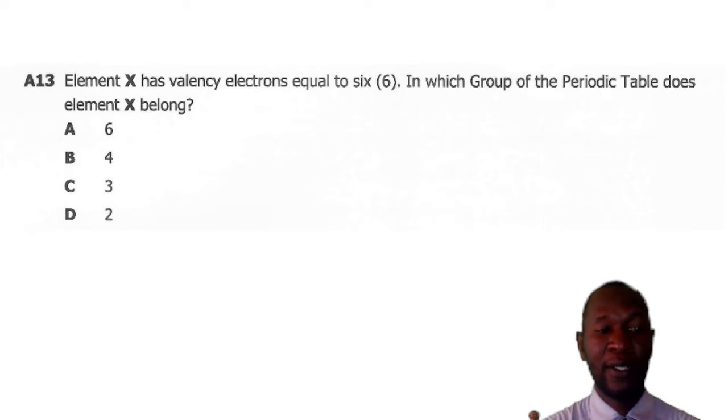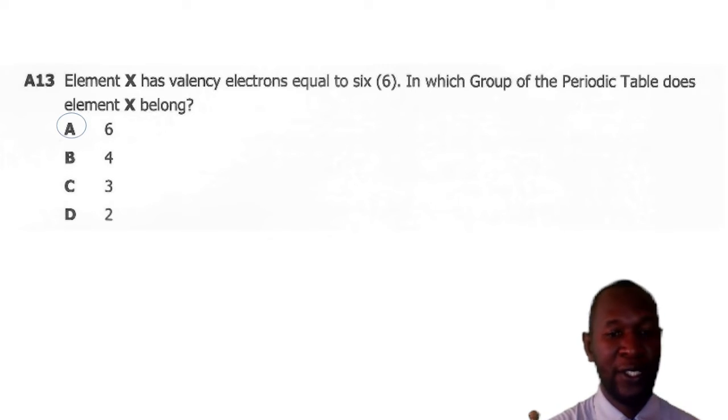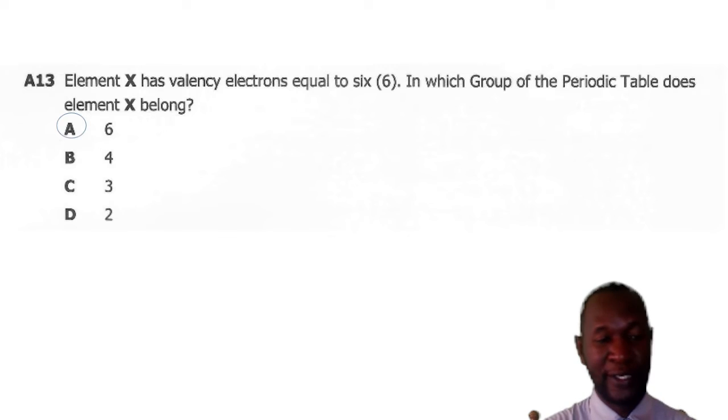Okay. A13. Element X has valence electrons equal to 6. In which group of the periodic table does element X belong? The correct answer here is A. It belongs to group 6. The valence electrons are electrons which are found in the outermost shell. So if it has 6 electrons in the outermost shell, it will belong to group 6. So the correct answer is A.